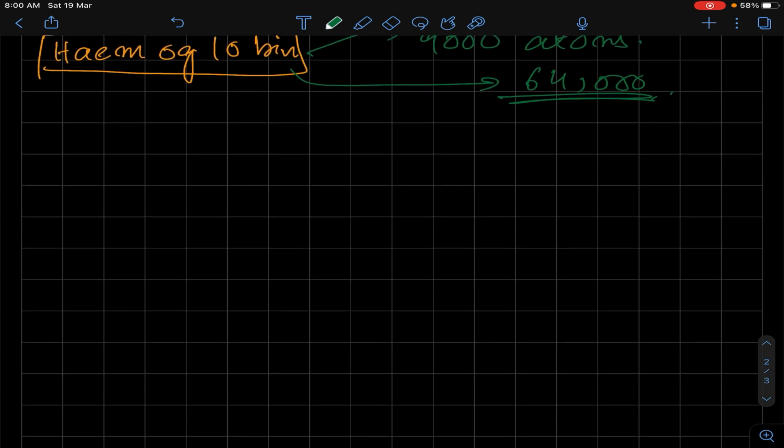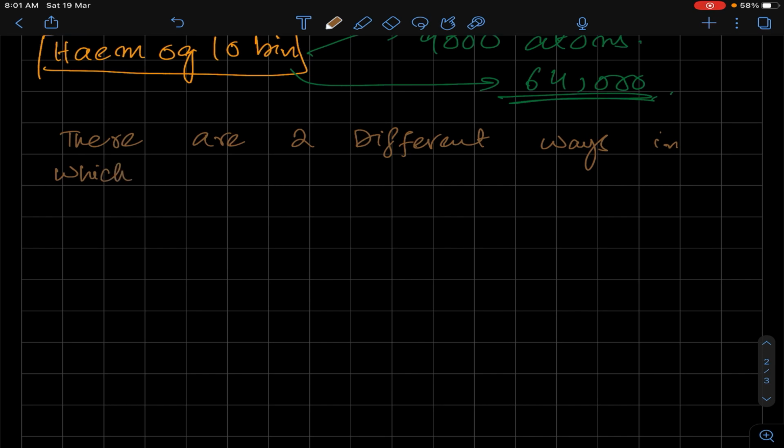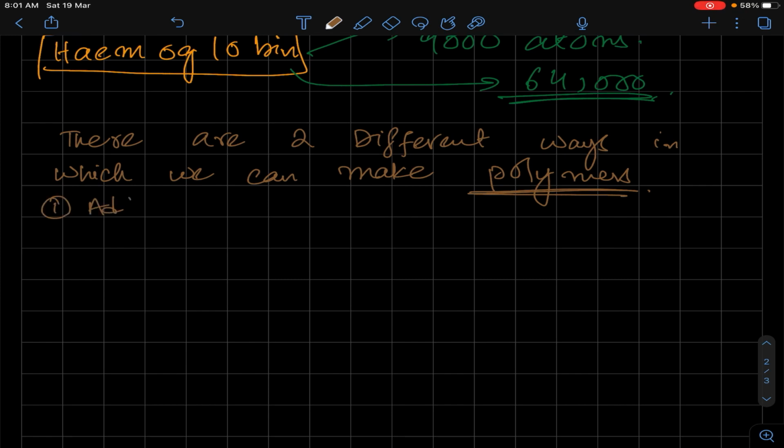Now, the thing which we have to discuss here is how these polymers are formed. There are two different ways in which we can make polymers. Number one is addition polymerization and number two is condensation polymerization.